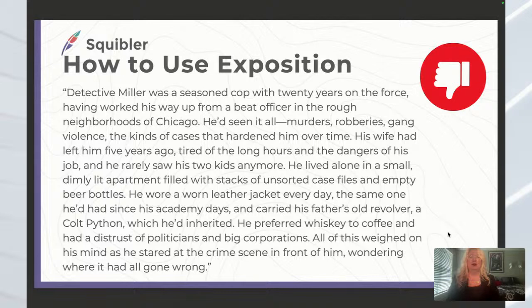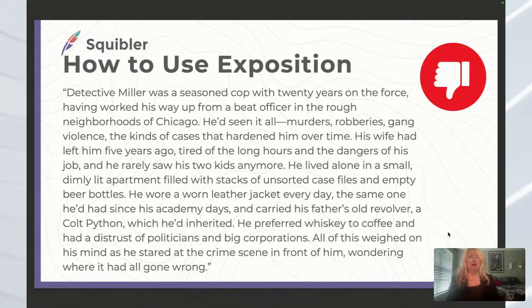He lived alone in a small, dimly lit apartment filled with stacks of unsorted case files and empty beer bottles. He wore a worn leather jacket every day, the same one he'd had since his academy days, and carried his father's old revolver, a Colt Python, which he'd inherited. He preferred whiskey to coffee and had a distrust of politicians and big corporations. All of this weighed down on his mind as he stared at the crime scene in front of him, wondering where it had all gone wrong."